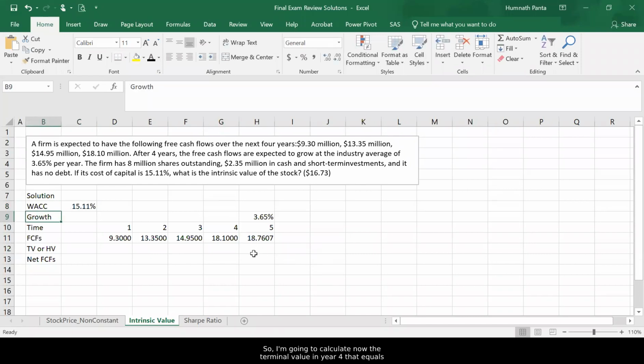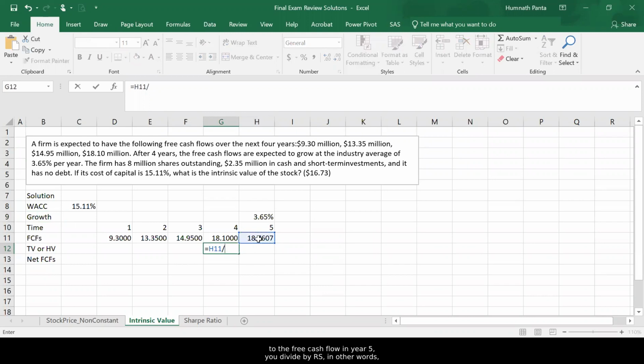So I'm going to calculate now the terminal value in year 4. That equals the free cash flow in year 5 divided by rs, in other words cost of capital, minus the growth rate. So now you have the terminal value of this company.